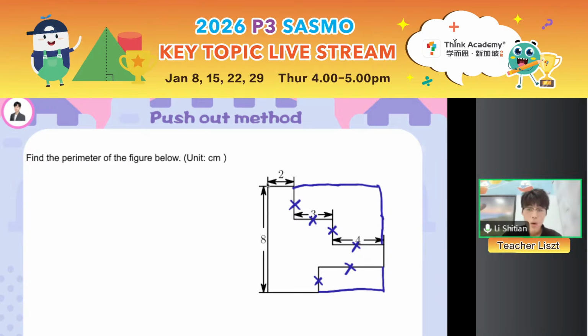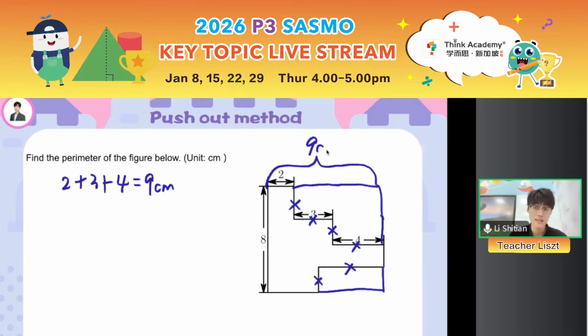So how long is it? Is it 8? Is it a square? No, right? For this length, we need to use 2 plus 3, then plus 4, right? Then we find out how long the length is. How long is it? 9, right? 9 what? 9 centimeters. Okay? Don't forget the unit, guys. So I know that this length is 9 centimeters.